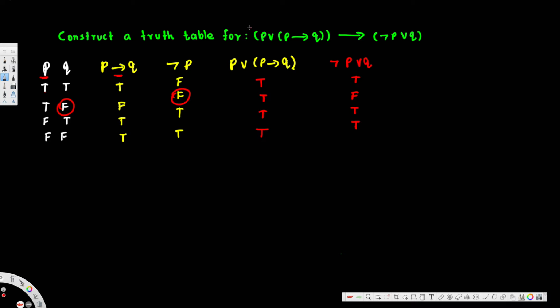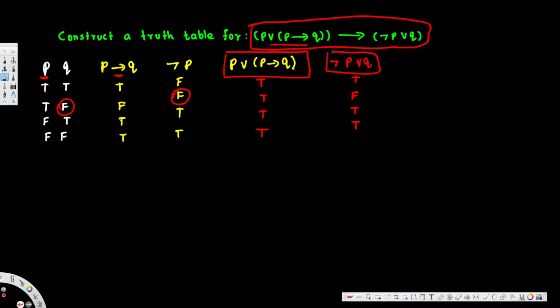Now the last thing is we are asked to construct the truth table for the whole statement. We found this one, that is P or P implies Q, and we found not P or Q, that is this one. Now we have to write the whole thing together. So let's write this one, P or P implies Q, implies not P or Q.